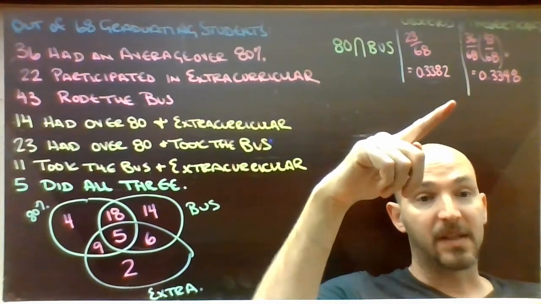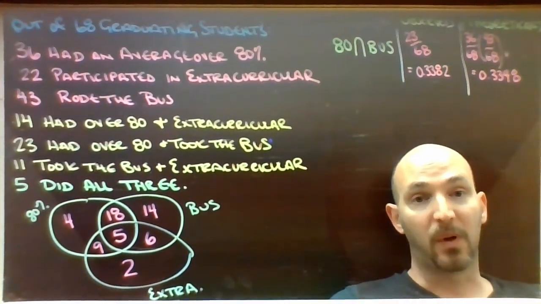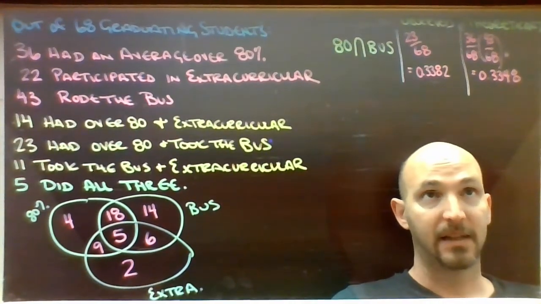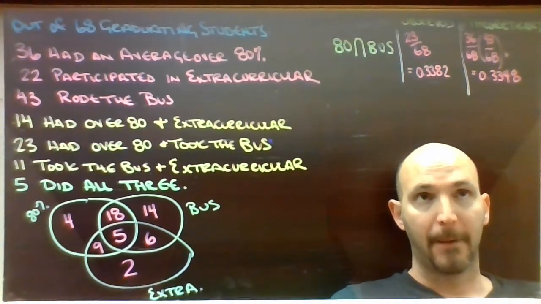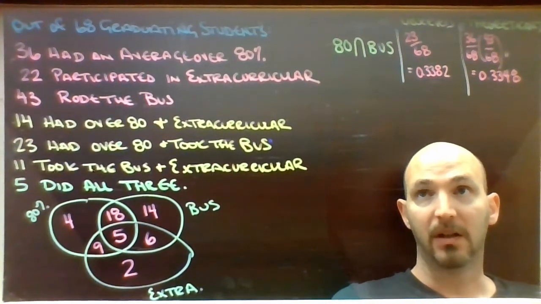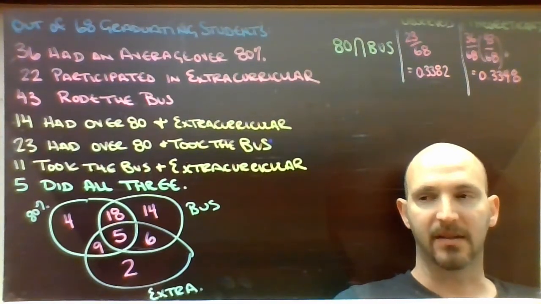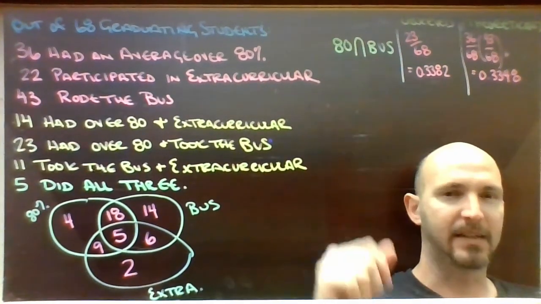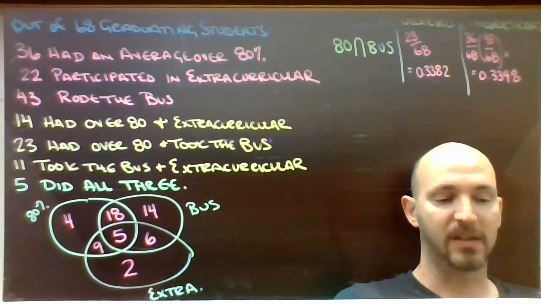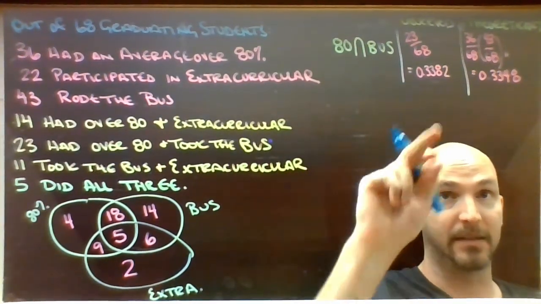So I was expecting there to be a 33.48% chance that a person took the bus and got an 80. And then I actually went out and sampled them, and I found that 33.82% of people got an 80 and took the bus. So the fact that these two things match, not exactly, but they're very close, suggests that they are independent.